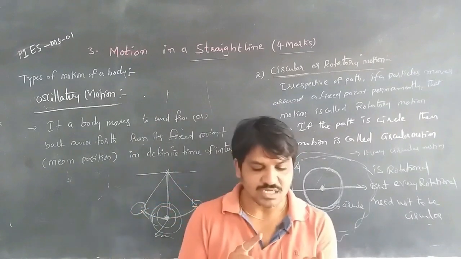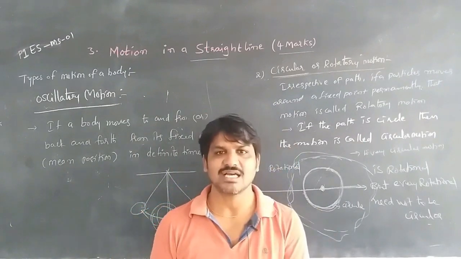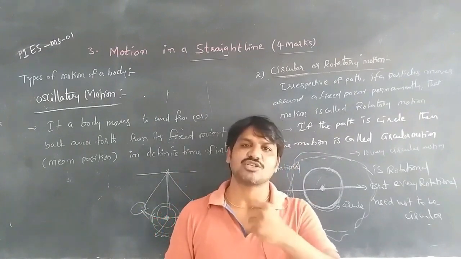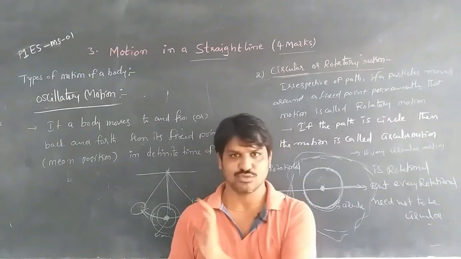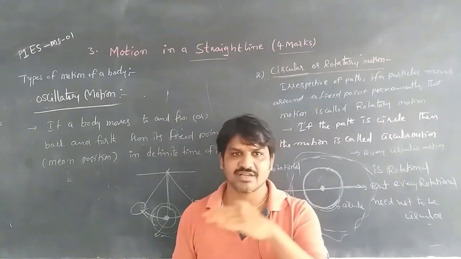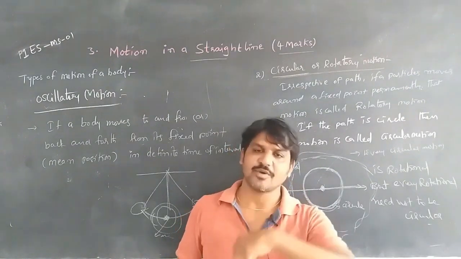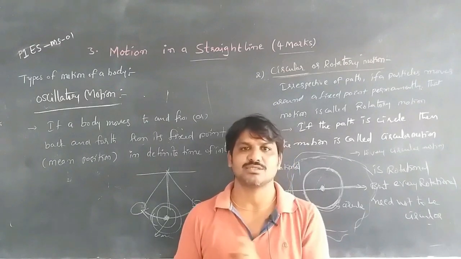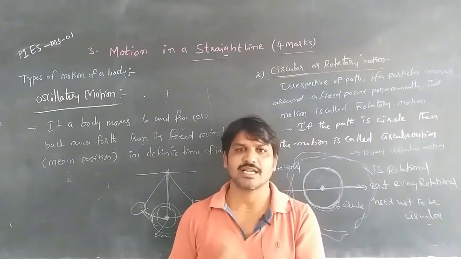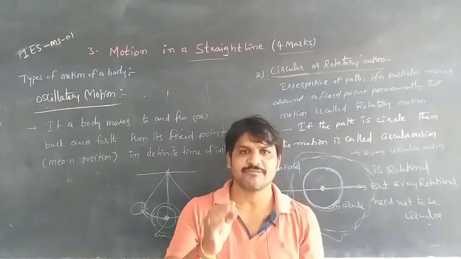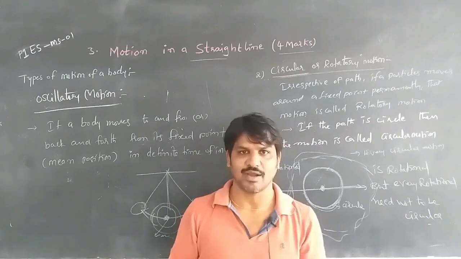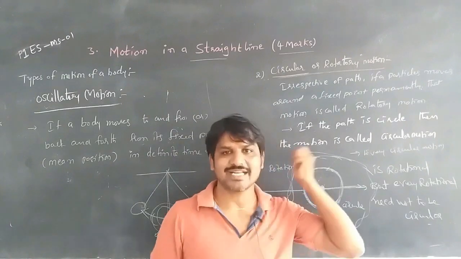Once again, rectilinear or translatory motion: when the body is moving along a straight line, it is called rectilinear motion. If its constituent particles also move along straight lines parallel to one another, it is called translatory motion. The second one is rotatory or circular motion: irrespective of path, if a body moves permanently about a fixed point, that motion is called rotatory motion.